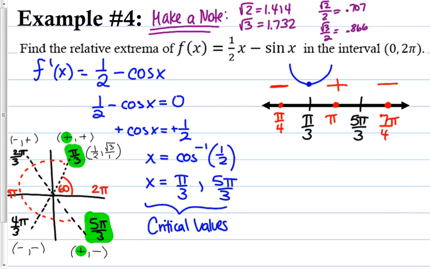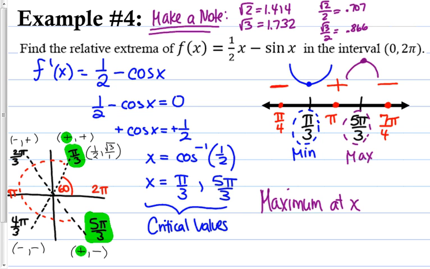So here I have a minimum, right? And then we're totally increasing to the left of 5 pi over 3, and then decreasing. So here I have my maximum. And this time we're just going to write the x value. So maximum at x equals 5 pi over 3, and then minimum at x equals pi over 3. And there you go. Next.